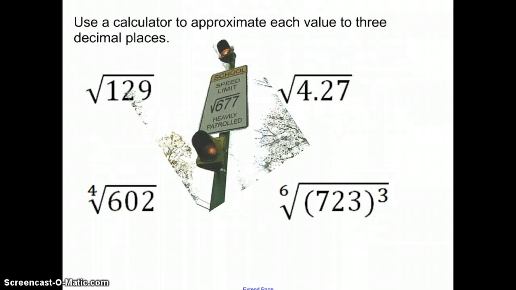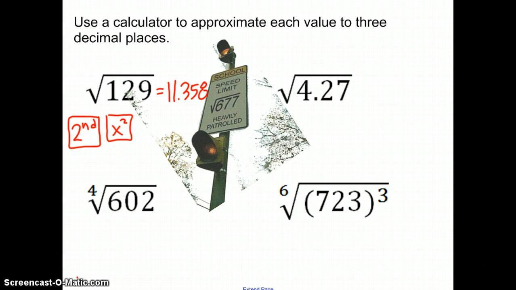In your assignment, it's going to ask you to use your calculator to calculate some values. Not too tough. We've done this before. In this first one, the square root of 129, you just put in square root 129. Usually, you'll have to hit the second key and then the x squared, because that's usually where the square root is, above it. But once you do that, square root 129, you find that it equals 11.358 if you round to 3 decimals. Not a big deal. In the square root of 4.27, no problem. Type it all in and you get 2.066.